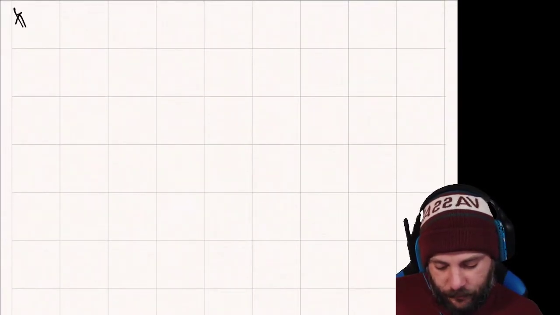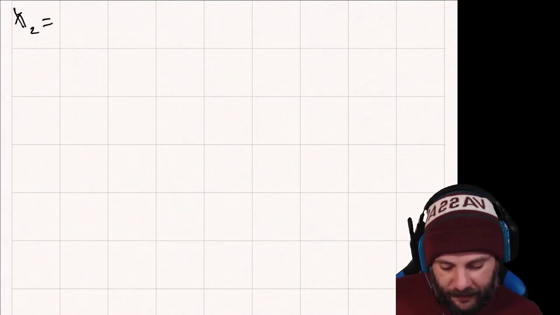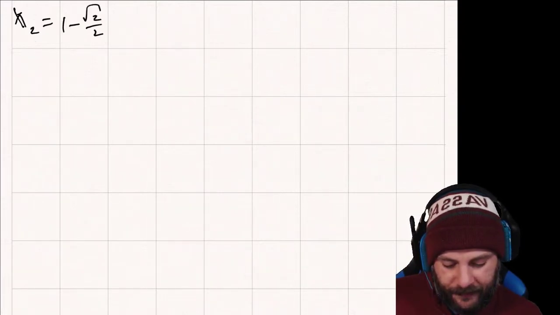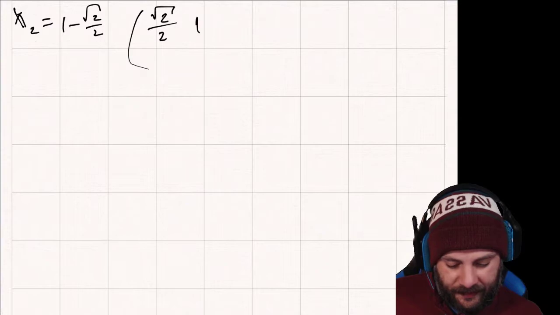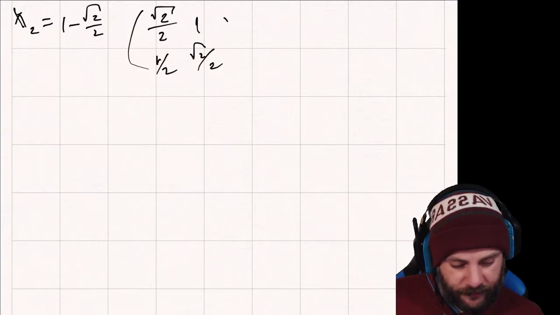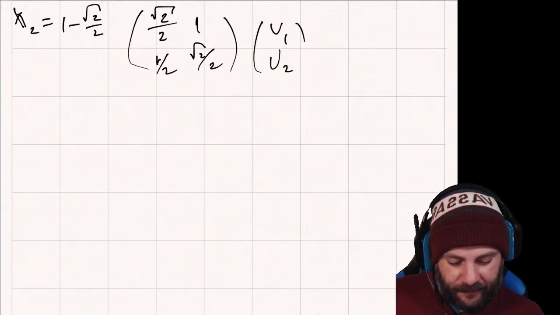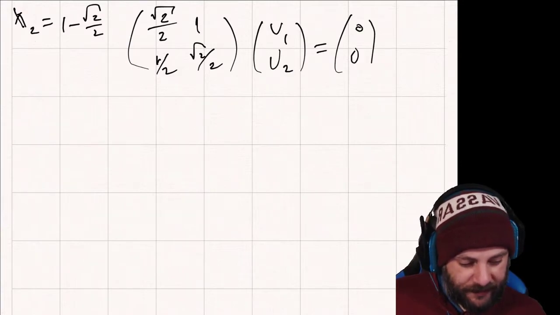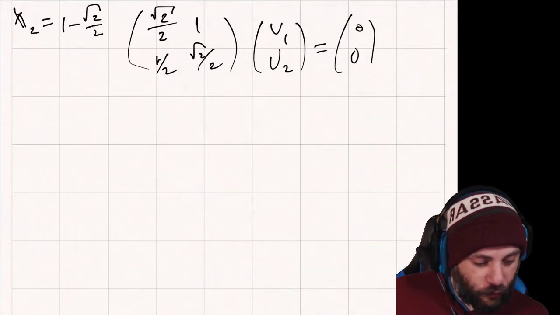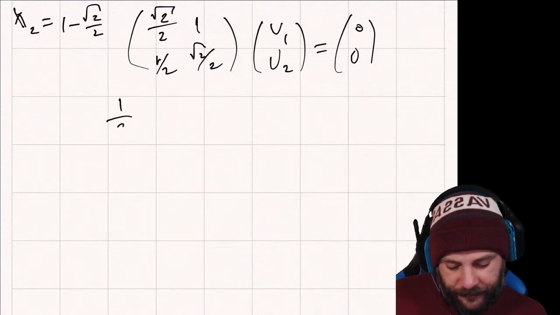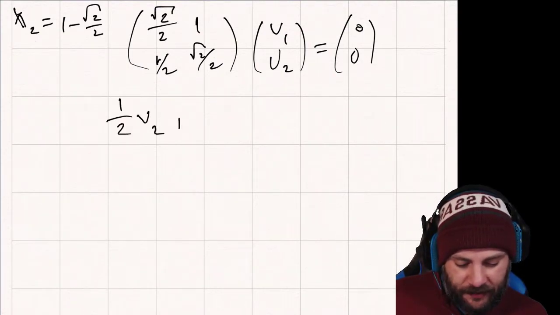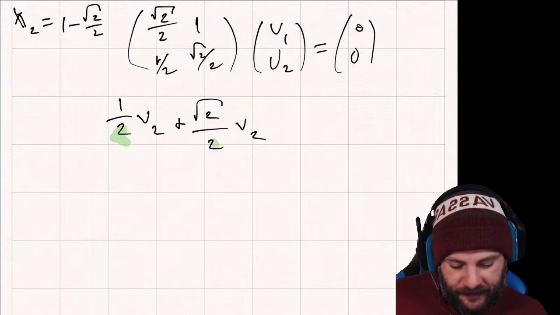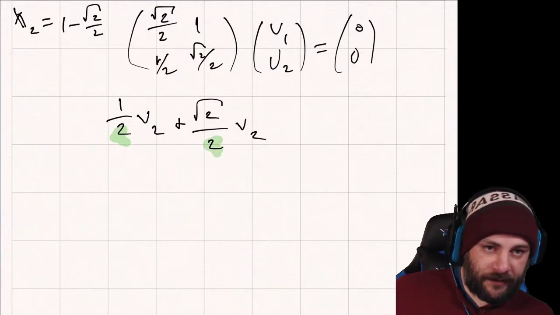So if lambda 2 equals, what is it, 1 minus root 2 over 2, then we plug that into our matrix A minus lambda I. We get root 2 over 2, 1, 1/2, and root 2 over 2. Multiply that by an unknown eigenvector, and that should be equivalent to the 0 vector. Okay, again, grabbing the second equation will be the easiest. The reason why the second equation is easier than the first is because both of these guys have the same denominator, or one of the denominators divides the other nicely.